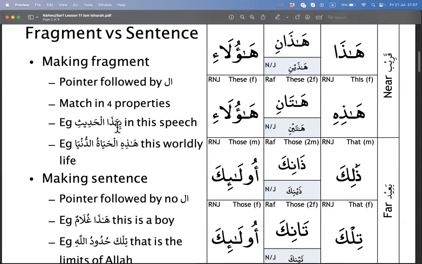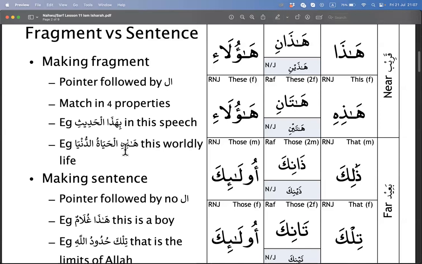Yes, so basically they match, right? So it becomes a fragment. So it becomes in this hadith, in this speech. Okay, clear? And then here, this one, we have hadhihi. What are our 4 properties here? Hadhihi, so feminine, singular, proper. Status.